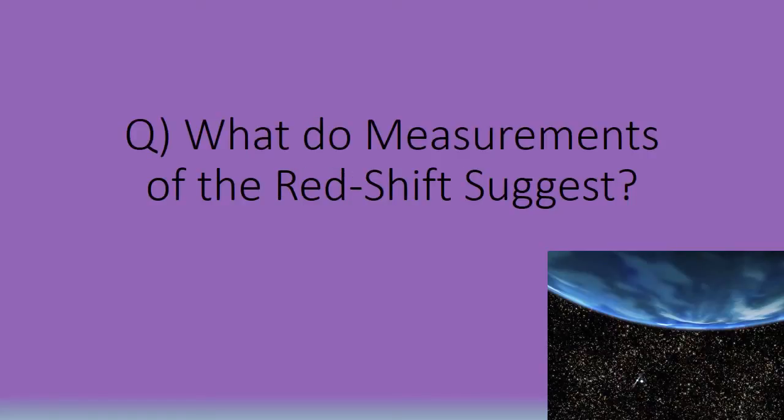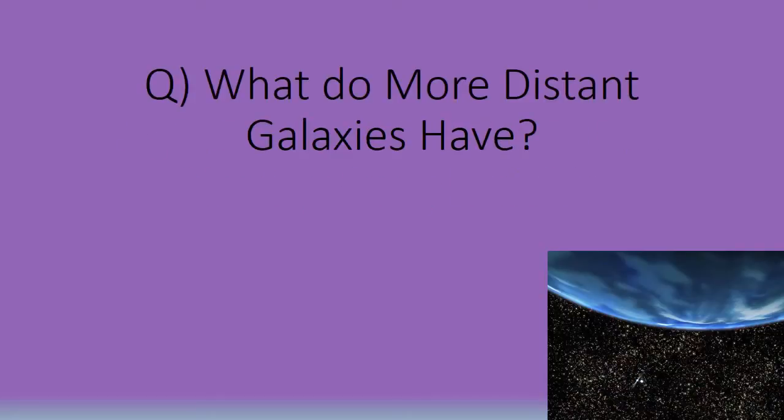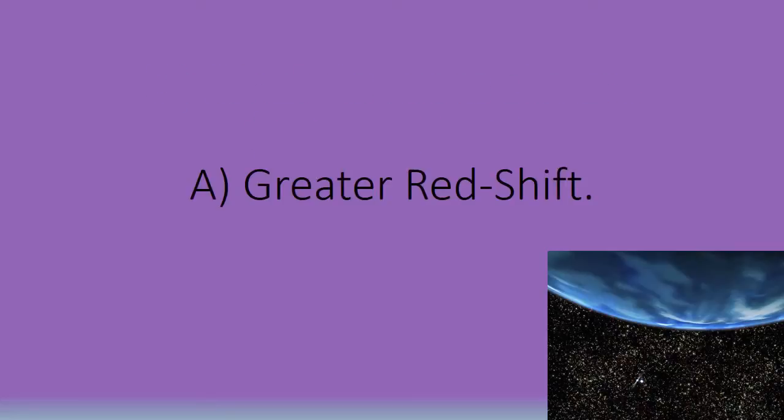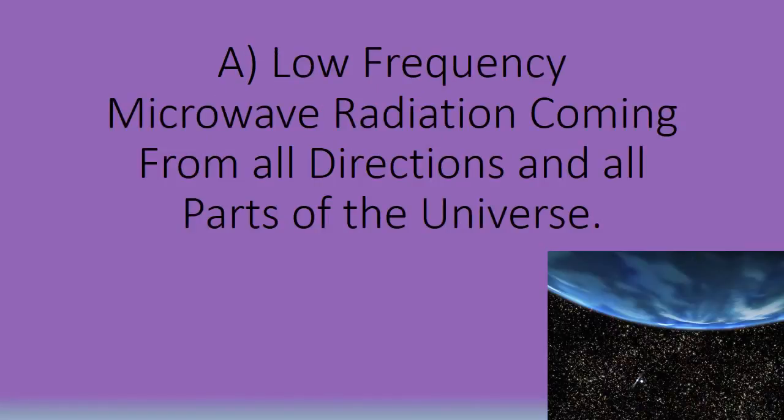What does measurement of the redshift suggest? The distant galaxies are moving away quickly. What do more distant galaxies have? Greater redshift. What is cosmic background radiation? Low frequency microwave radiation coming from all directions and all parts of the universe.